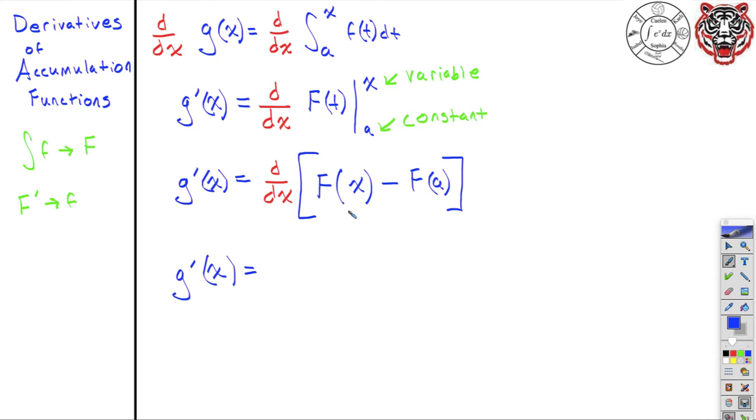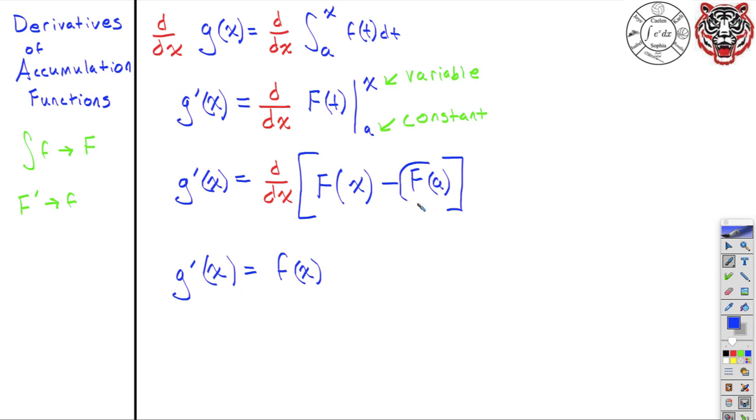So when we do that, we now get g prime of x is equal to, well, what's the derivative of capital F of x? Are you leaving the other side of this blank for a reason, or can I go over there? You can go over there.